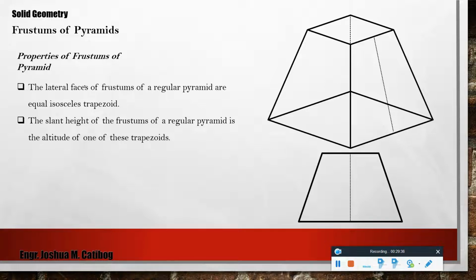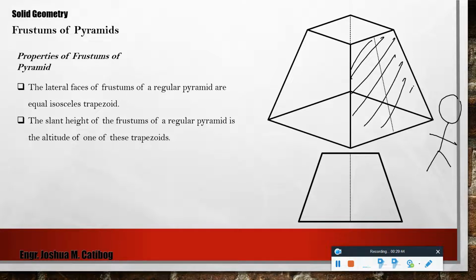Okay, the lateral faces of frustum. Sir, when we say lateral faces, so tatayo ka dito ngayon. Okay, ano yung makikita mo sa portion na to, sir? What particular shape is this? Okay, the lateral face of a frustums of a regular pyramid are equal isosceles trapezoid.